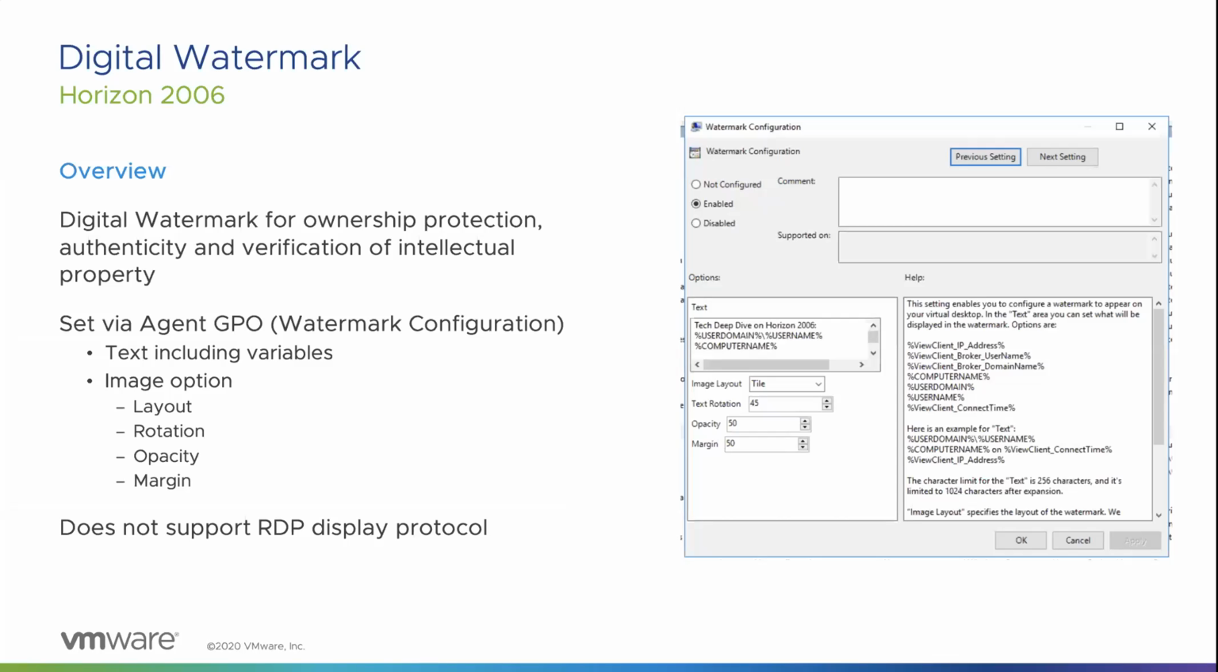You can choose to use an image, and you've got some control over the rotation, the opacity and the margin around the text. So overall, it's a great security feature for people who are maybe concerned about users outside of their boundaries, or third parties coming in, and just protecting against screenshots for sensitive data.